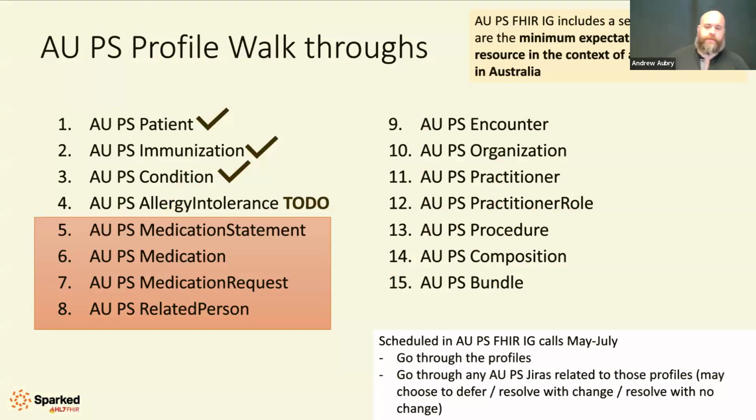So in terms of walkthroughs, today we're focusing on numbers 5 through 8. These walkthroughs are scheduled for the months of May through July, so future ones will focus on the 9 through 15 ones. And we have already covered the patient summary, patient immunization condition. If you look at the build implementation guides, some of the accepted changes from patient have already been folded in and published, so you'll see those in the continuous integration version. Next slide, please.